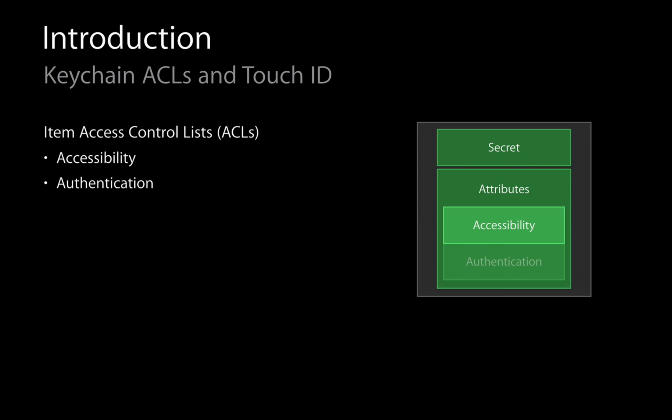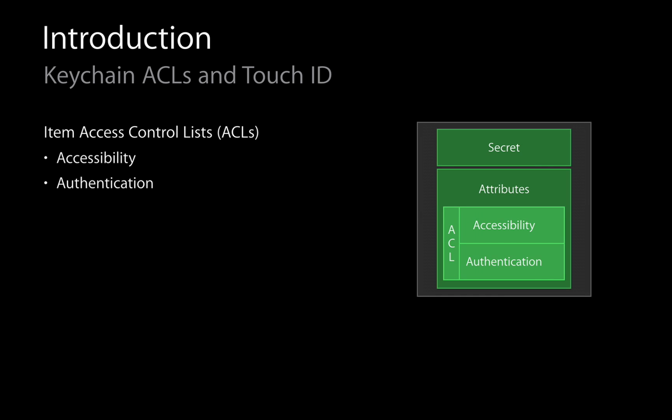Before I start with Touch ID, and I know that you are waiting for that, I will have to start with Keychain Item Access Control List. Item Access Control List, or ACL, is a new Keychain item attribute which you can use to set accessibility and authentication for each Keychain item.